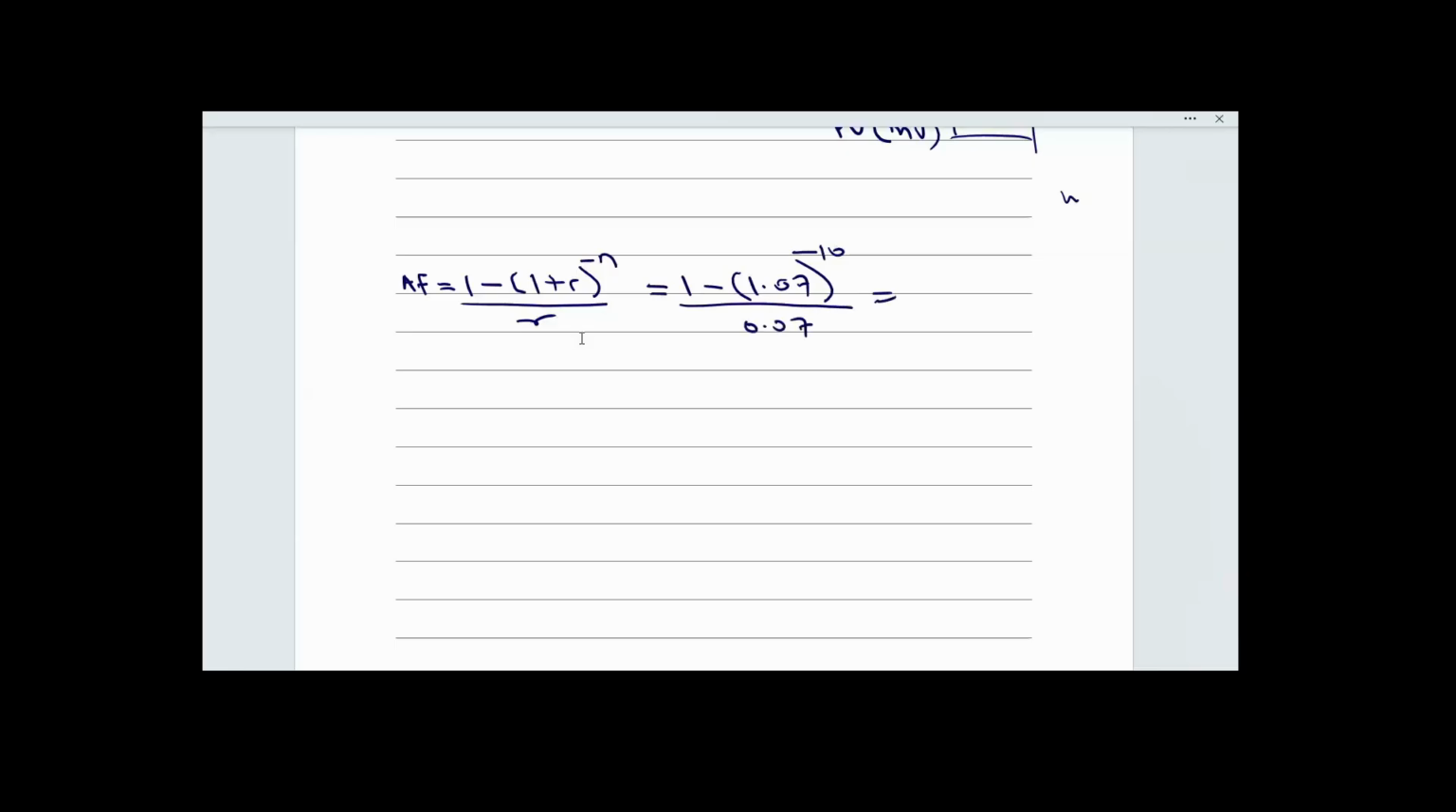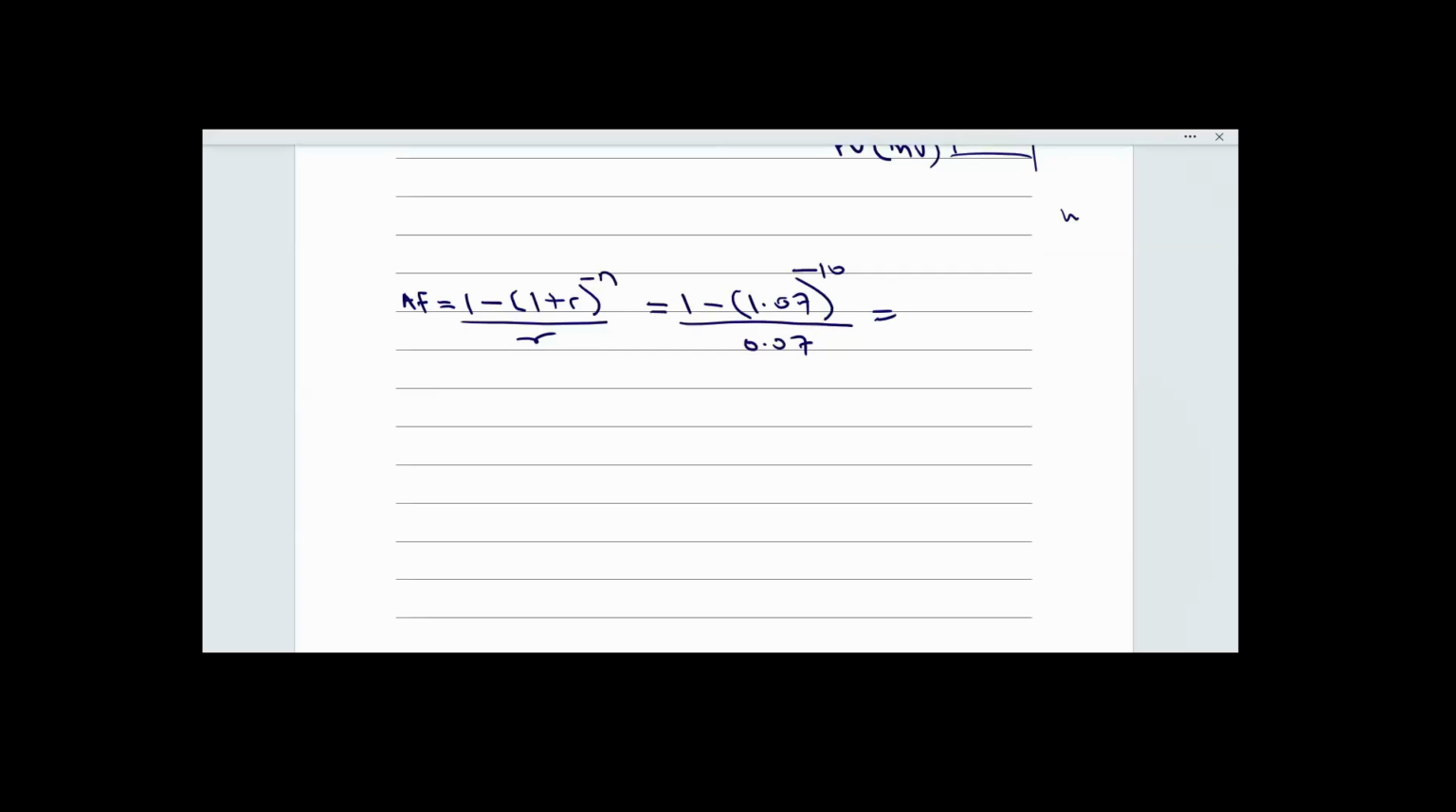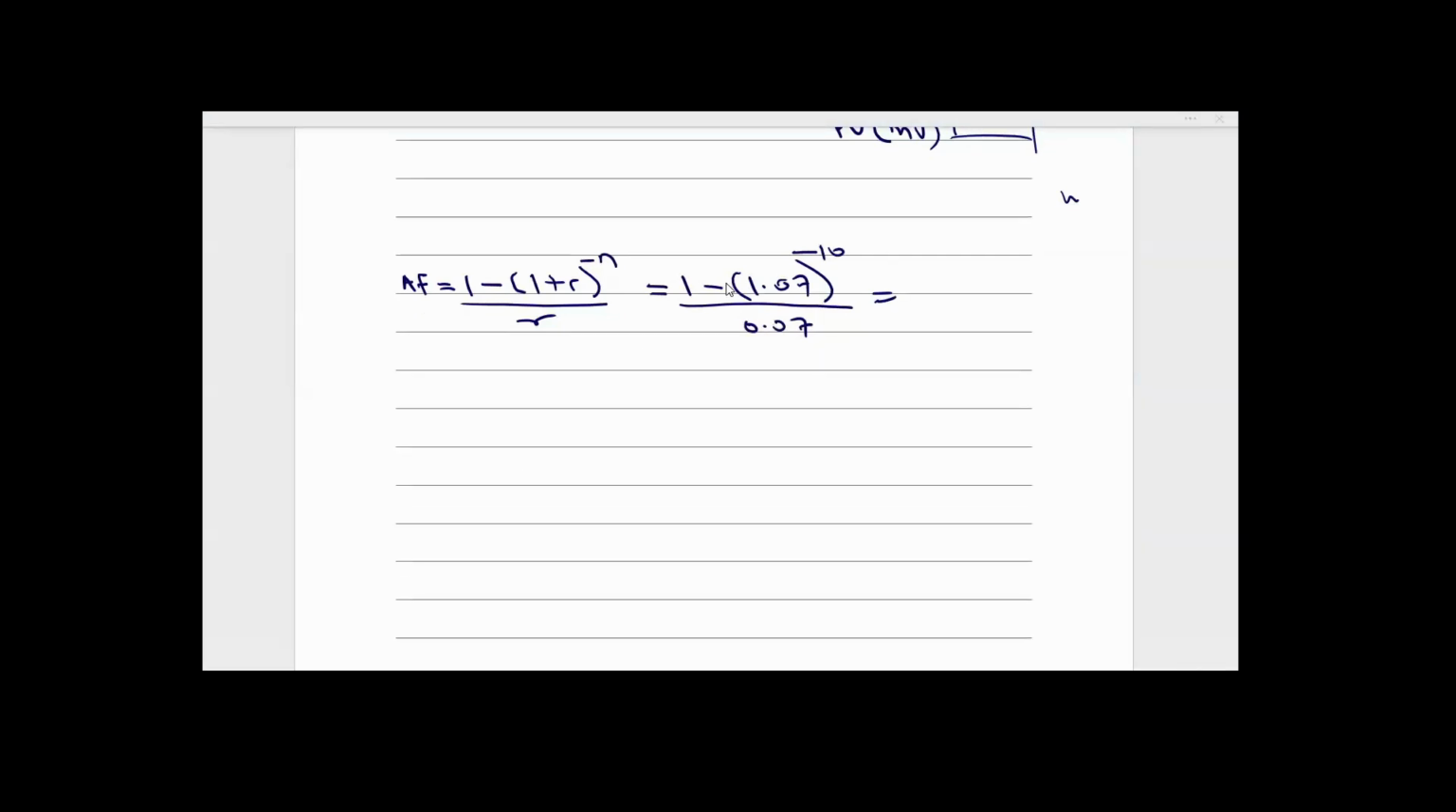0.07. Therefore, I will use my calculator, starting from the parentheses: 1.07 raised to power 10, equals 5.508. Then minus 1, equals, divided by 0.07, equals 7.024. So the person that gave me 5.329, you are wrong. This is supposed to be 7.024.